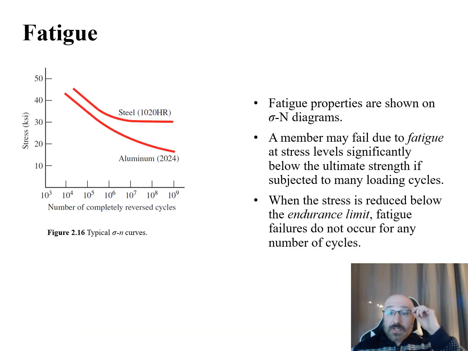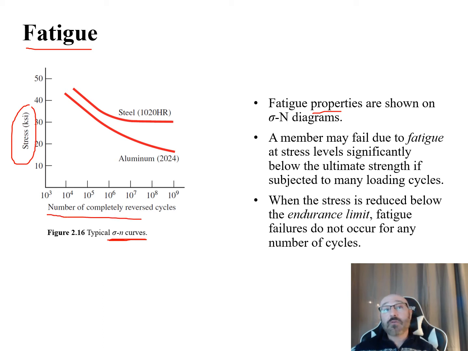So another thing that we want to take a close look at with some of our stress here is fatigue. We can see here we have fatigue properties, shown on this typical stress versus number of cycles curves graph over here. On our y-axis we have our stress in KSI, and on our x-axis we have the number of completely reversed cycles. So 10 to the third, 10 to the fourth, 10 to the fifth, all the way up to 10 to the ninth cycles, for two different types of materials: for steel, a 1020 HR, and for aluminum, a 2024.